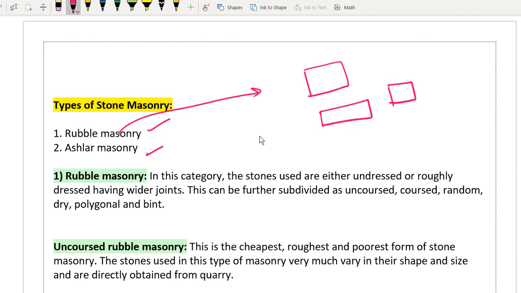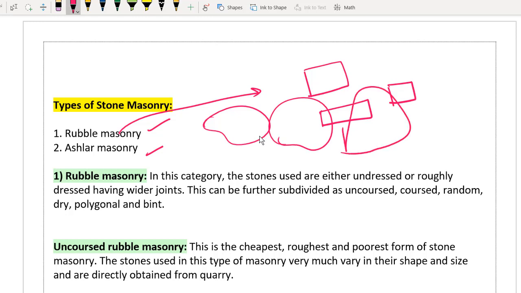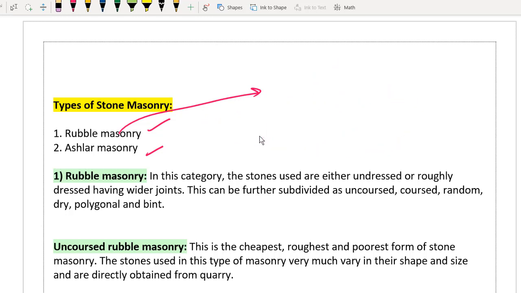Unlike bricks, which we manufacture, so we get a fixed shape, right, 19x9x9. But rocks, stones, you are quarrying from sides, so they will have irregular shapes, right or not? So we have to dress these stones into whatever shape we want. So if it is not properly dressed or if it is undressed at all, then we will classify it as rubble masonry. Okay.